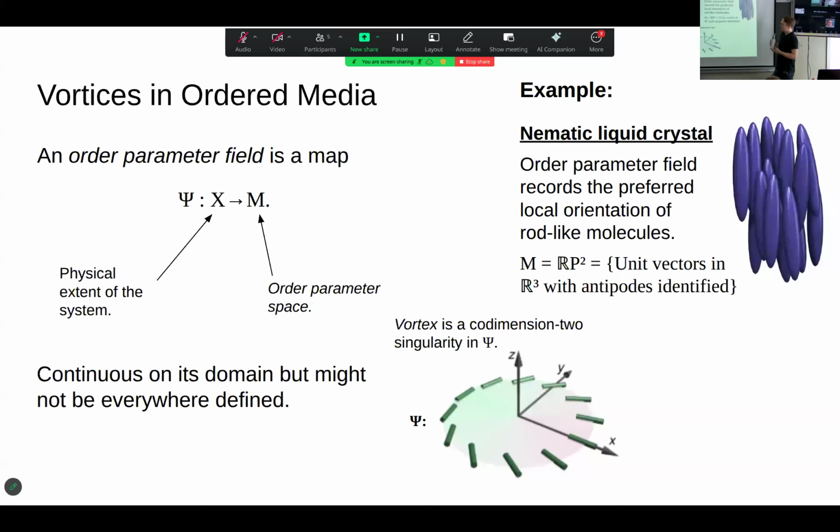And in this case, a vortex could look like this. As you can see, I have depicted the field by specifying at each point the orientation of these molecules at those points. And now you can see this forms a codimension 2 singularity in the middle, because there's no way you can assign a direction at the middle, because next to it, things are winding.